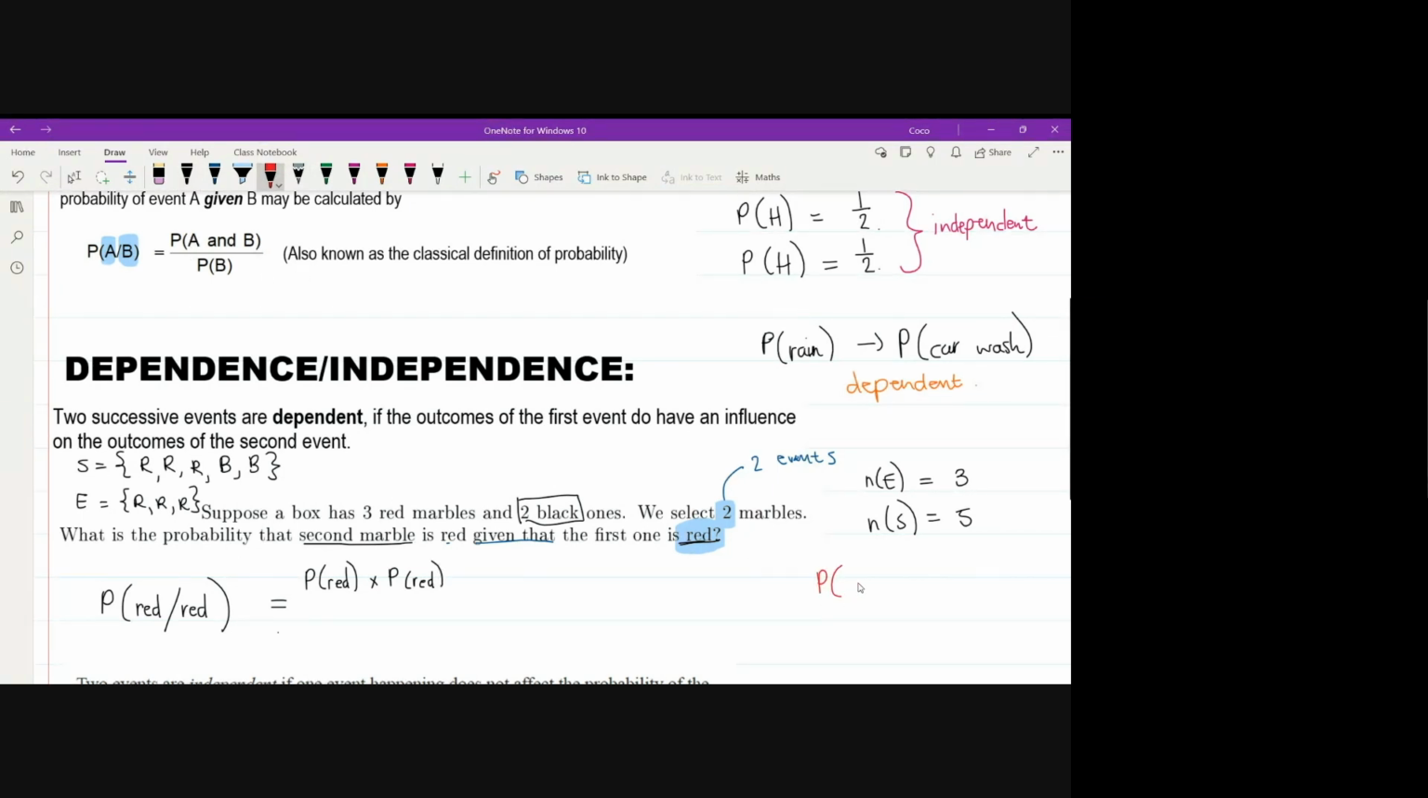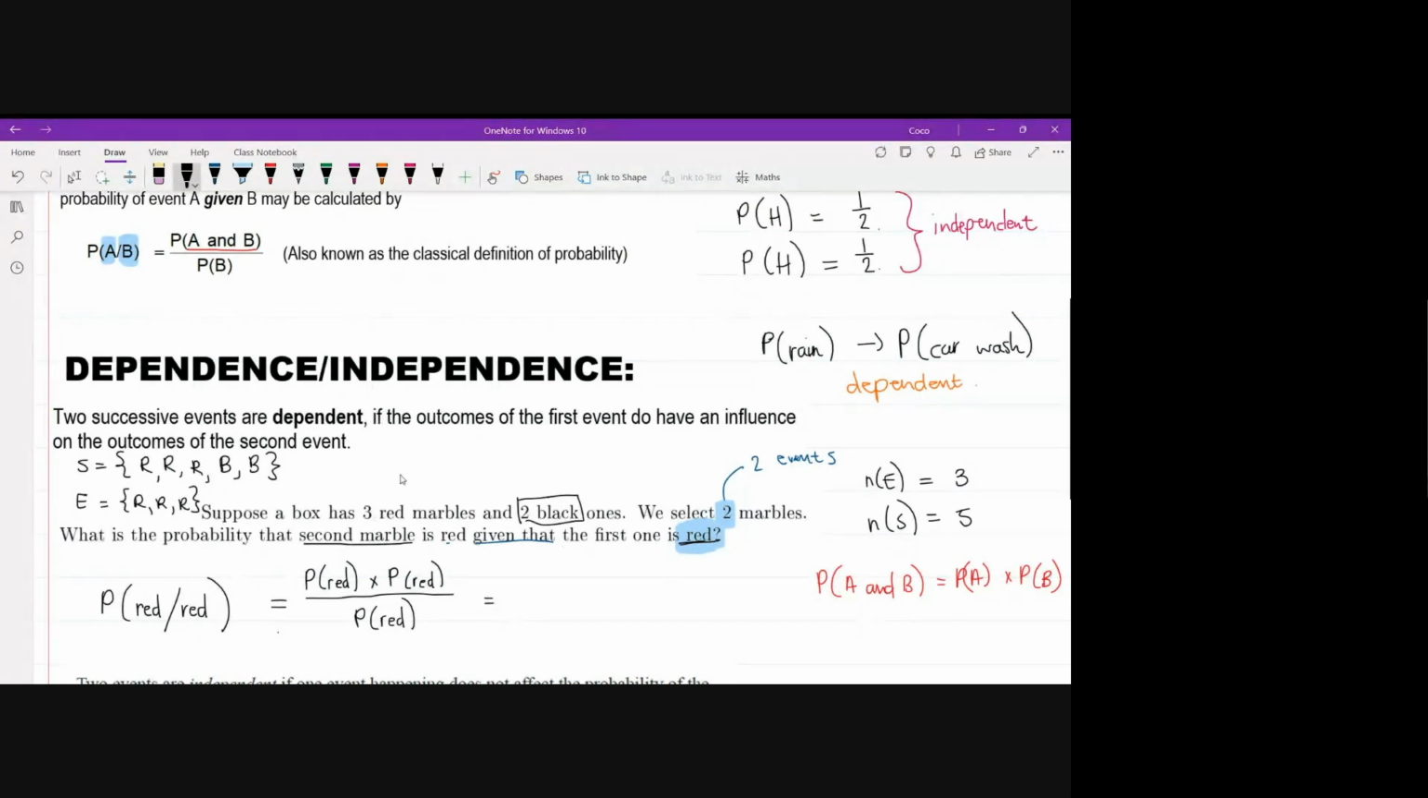Let me just rewrite this here. The probability of A and B needs to be the probability of A times the probability of B. And that's why where I see probability of A and B, I'm splitting it into probability of red times the probability of red, over the probability of B. Now, I know that my second event is also the probability of red. Okay, let's put all of that together.